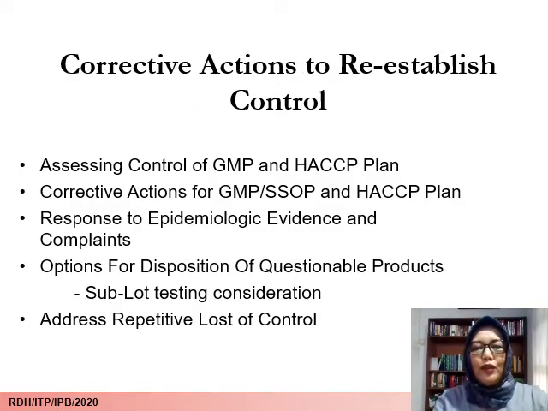Another means to assure process control and control measures is by establishing corrective actions to re-establish control. These are done by assessing control of GMP and HACCP plan, corrective actions for GMP, SSOP, and HACCP plan, responding to epidemiologic evidence and complaints, options for disposition of questionable products, for example, by conducting sublot testing, and addressing repetitive loss of control.